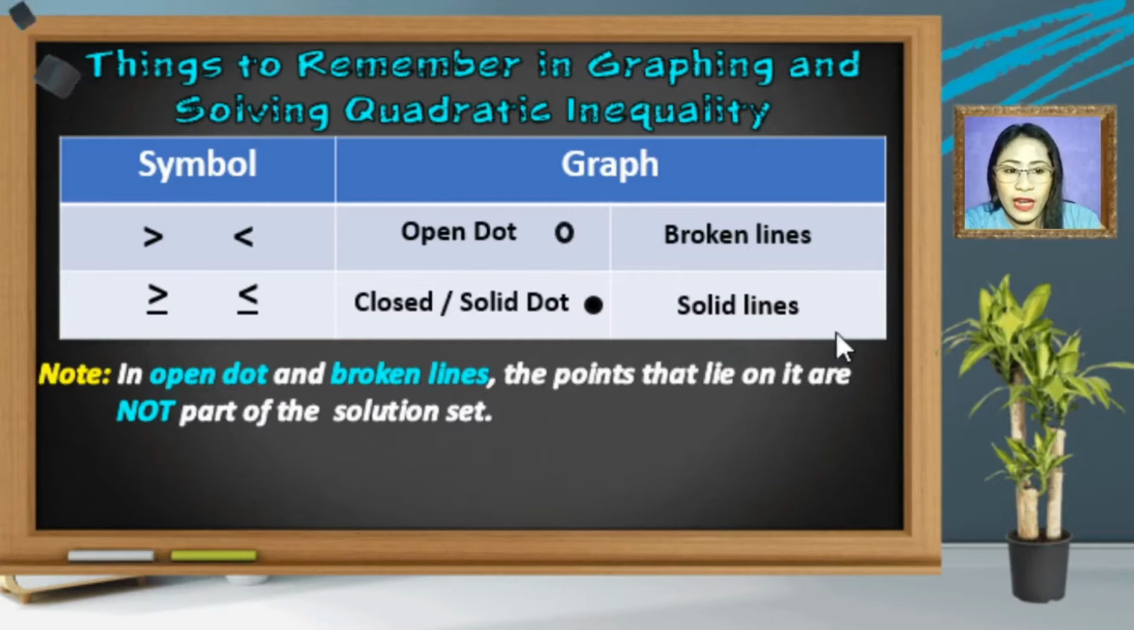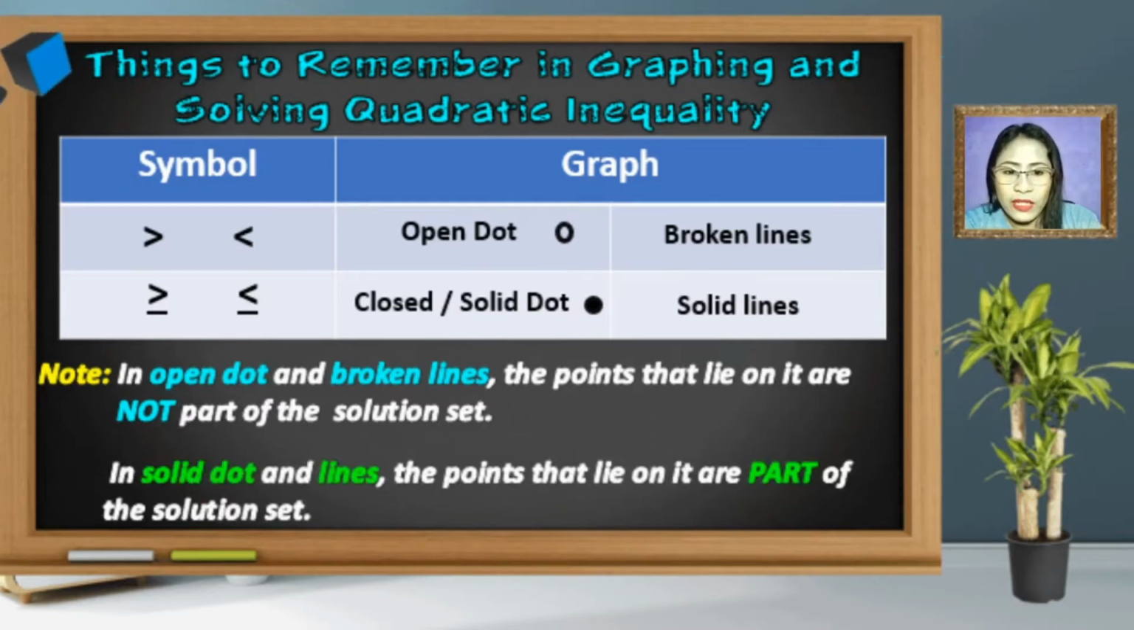In an open dot and broken lines, the points that lie on it are not part of the solution. So, ibig sabihin, lahat ng point na makikita natin na naglalay doon sa ating open dot and broken lines, they are not part of the solution. Hindi sila included as solution. And in solid dot and solid lines, the points that lie on it are part of the solution set. So, ibig sabihin, lahat ng mga points na naglalay doon sa ating graph ay part of the solution or included in our solution set.